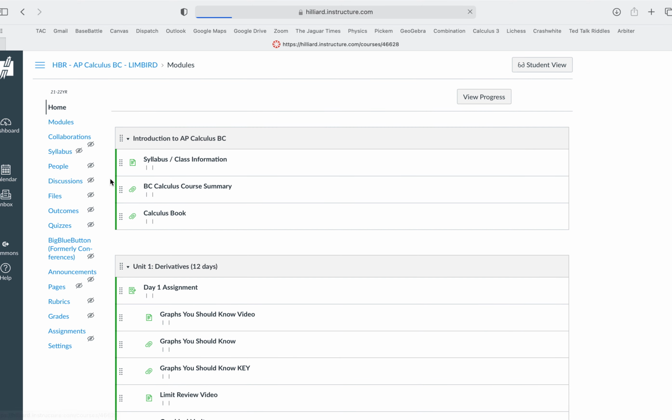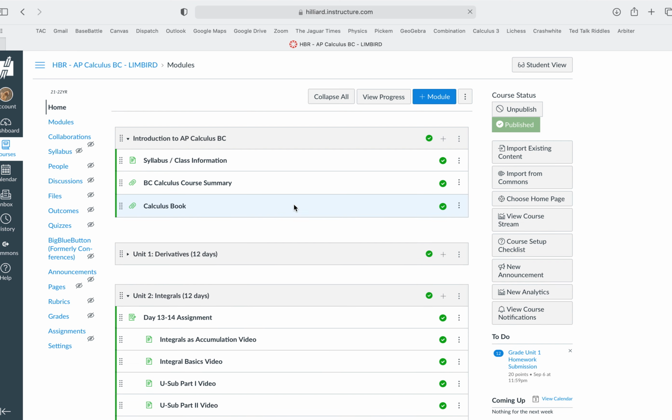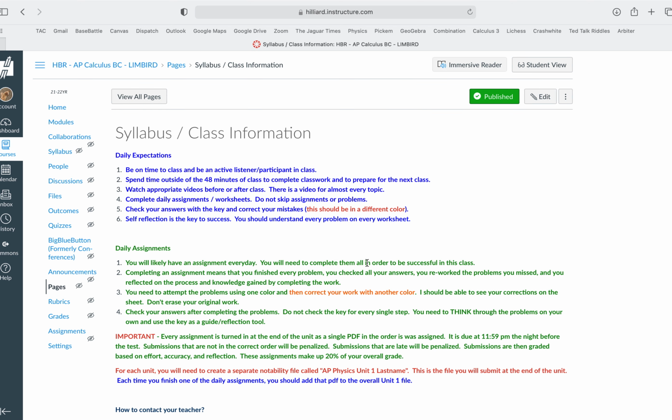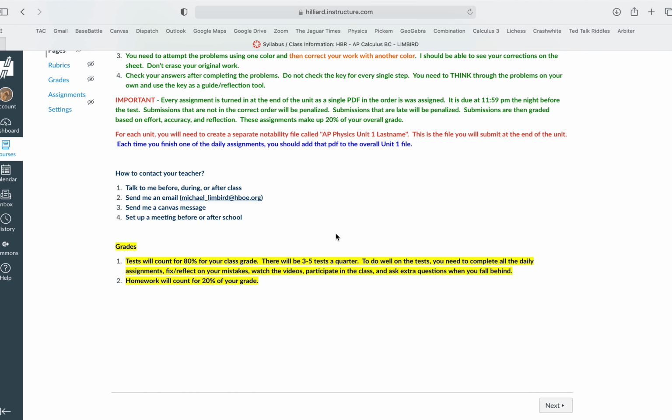If you click on the calculus Canvas course, you're going to go into the modules and everything is there for you. If you're interested in some general information about my class, you could click on the syllabus and class information and read through expectations, assignments, grades, and certainly how to contact me. The best way for your students to contact me is just to talk to me before or after class, or even during class.